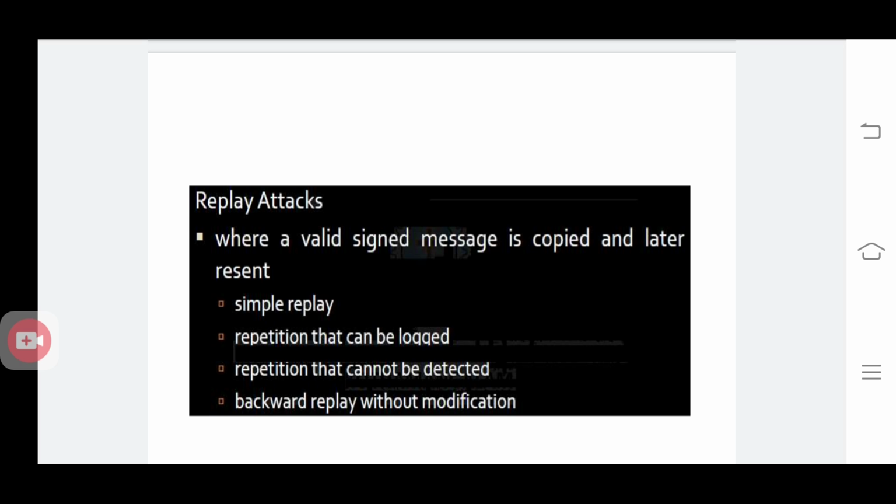So it's a backward replay of messages without any modification. There is no modification, but the center is confused about why it happened.